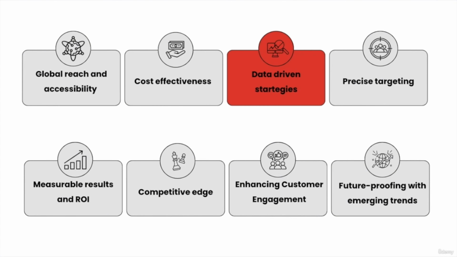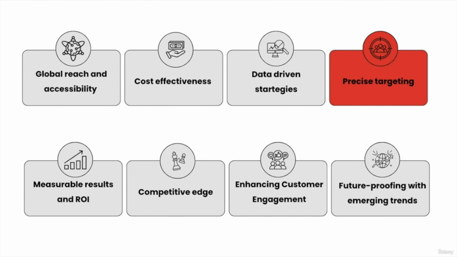Data driven strategies. With access to real time data and analytics, digital marketing allows for optimized decision making. Businesses can track user behavior, adapt strategies, and improve performance using insights from platforms such as Google Analytics. Precise targeting. Digital marketing enables precise targeting by utilizing customer data, interests, behaviors, and demographics. This ensures marketing efforts are directed toward the most likely consumers, improving efficiency.